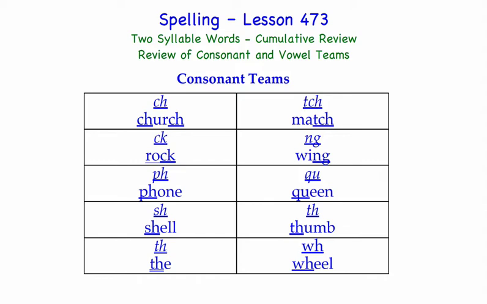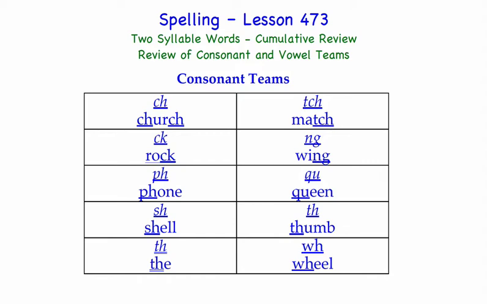PH represents the F sound, f, as in the word phone. QU represents the K and W sound combined, kw, as in the word queen. In English, when you have the KW sound in a word, you will use QU to represent that sound. And U is part of the consonant team QU when you have that team. SH represents the sound sh, as in shell.